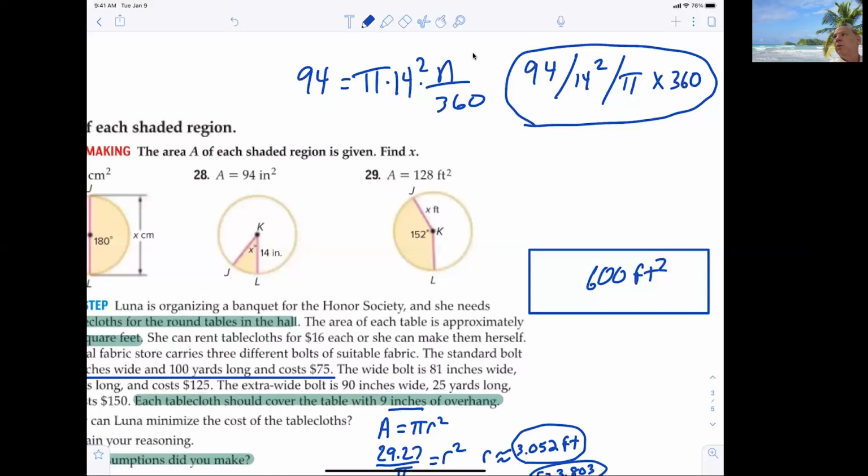Now, if you wanted to, you could say 94 divided by parentheses 14 squared pi, close parentheses, times 360. That's the other way you can do it on your calculator. But I'm trying to show you how your calculator will do order of operations. All right, so make sure that's good. Does that make sense now, Bo?